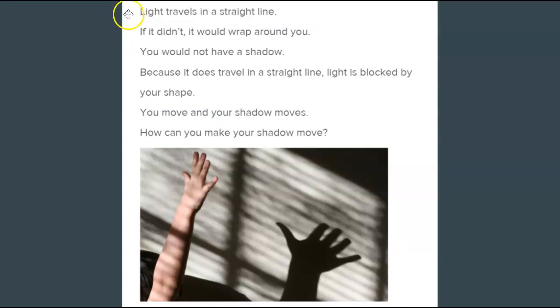Light travels in a straight line. If it didn't, it would wrap around you. You would not have a shadow. Because it does travel in a straight line, light is blocked by your shape. You move and your shadow moves. How can you make your shadow move?